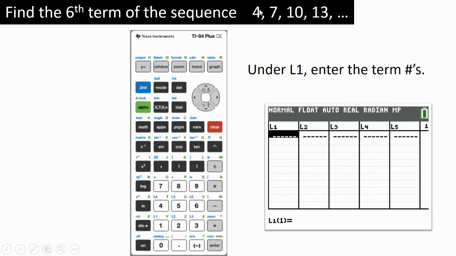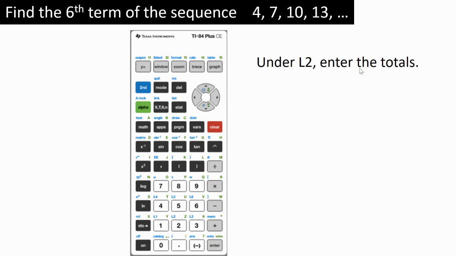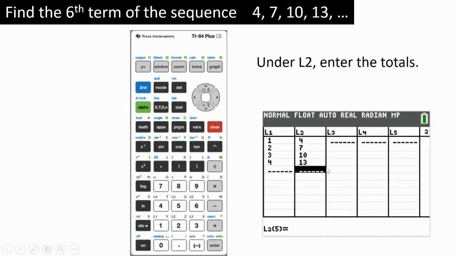Under L1, I'm going to list these first 4 terms. So I have terms 1, 2, 3, and 4. The first 4 places, the first 4 terms. And those terms are 4, 7, 10, and 13. So you should enter 1, 4, 2, 7, 3, 10, 4, 13.